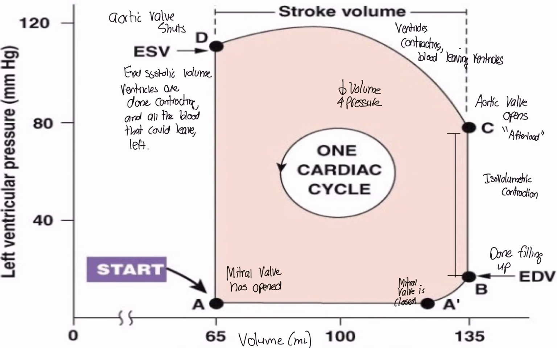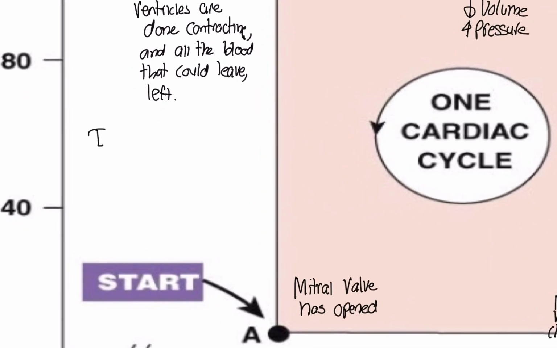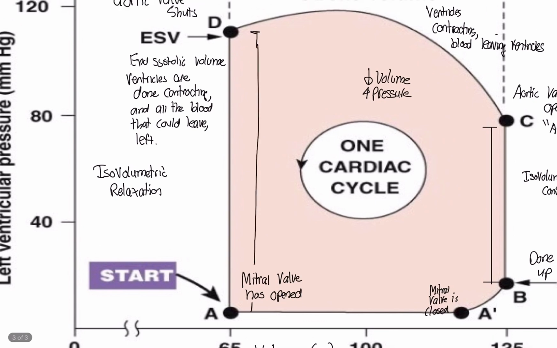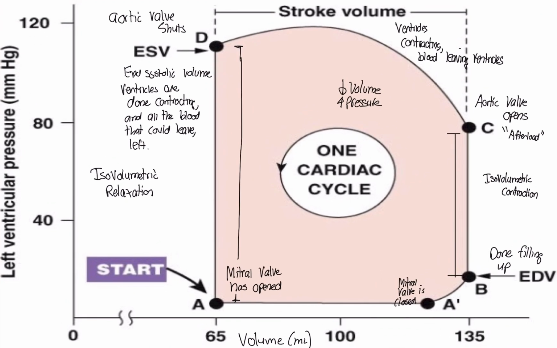The point from D to A is also very important. If this was isovolumetric contraction, this should be isovolumetric relaxation. So isovolumetric relaxation. Okay, which is from here to there, from D to A.